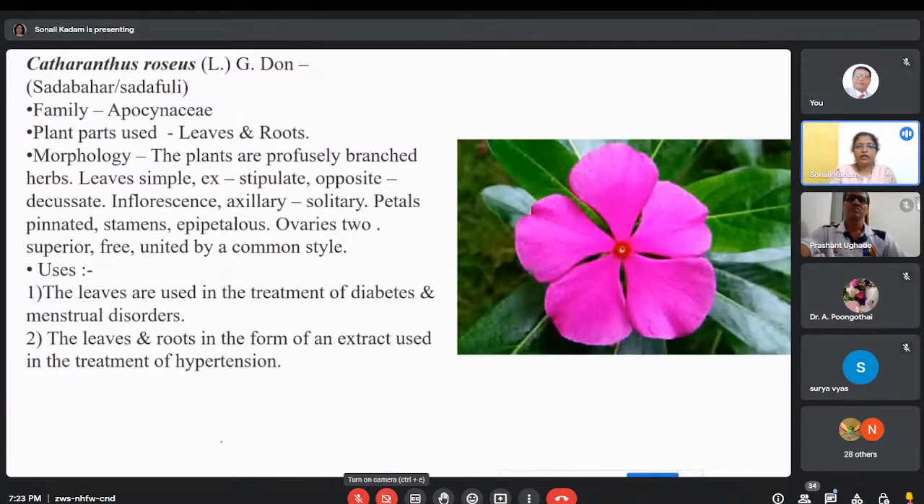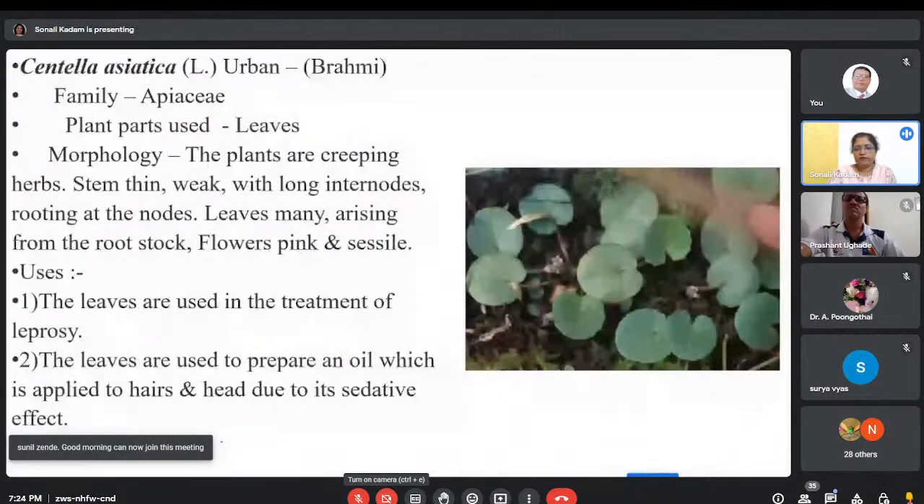Then the sadafuli. The leaves are used in the treatment of diabetes and also menstrual disorders, that is the disorders for women. Then the leaves and the root extracts are used in the treatment of hypertension. Mostly the mental disorders we face, when we feel very low or nervous, then you can just have the water along with the leaves and the root decoction, then you will feel very fresh.